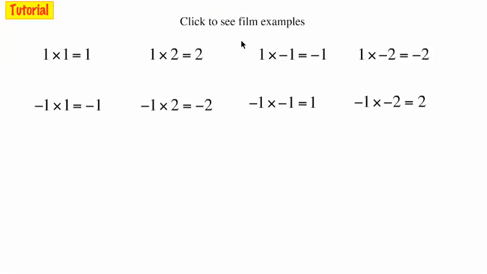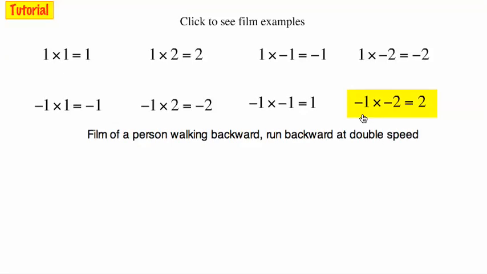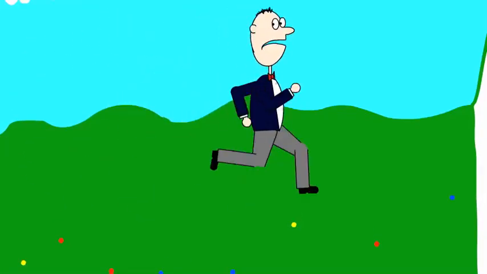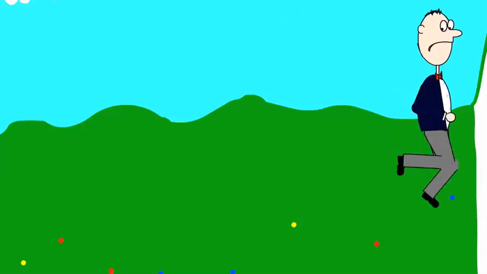Okay. So let's take the film of the person walking backwards at 1 kilometer per hour, and we're going to run that backwards at double speed, and we expect to see them going forwards at 2 kilometers an hour, or forwards twice as fast. And there we are. They're going twice as fast, and they're going forwards. Ta-da!